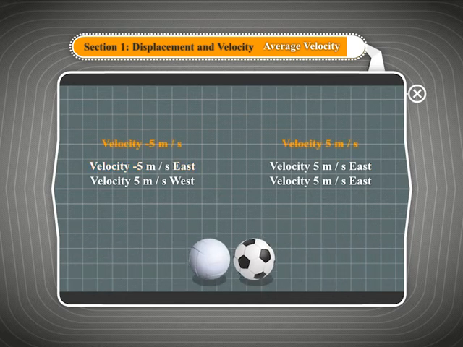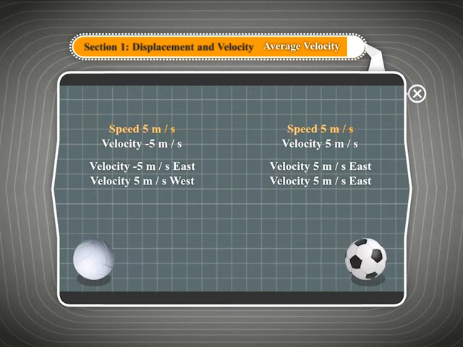Sometimes a direction is not explicitly stated. In these cases, the direction is dependent on the coordinate system. Speed, on the other hand, is just the magnitude of velocity, and so it cannot be negative. Speed is the scalar version of velocity, just as distance is the scalar version of displacement.